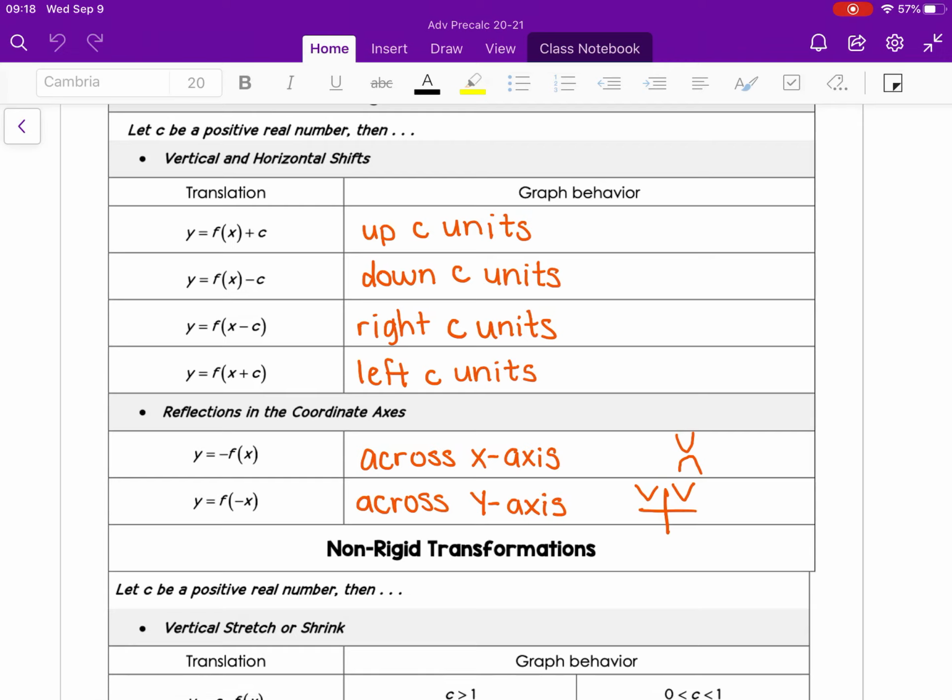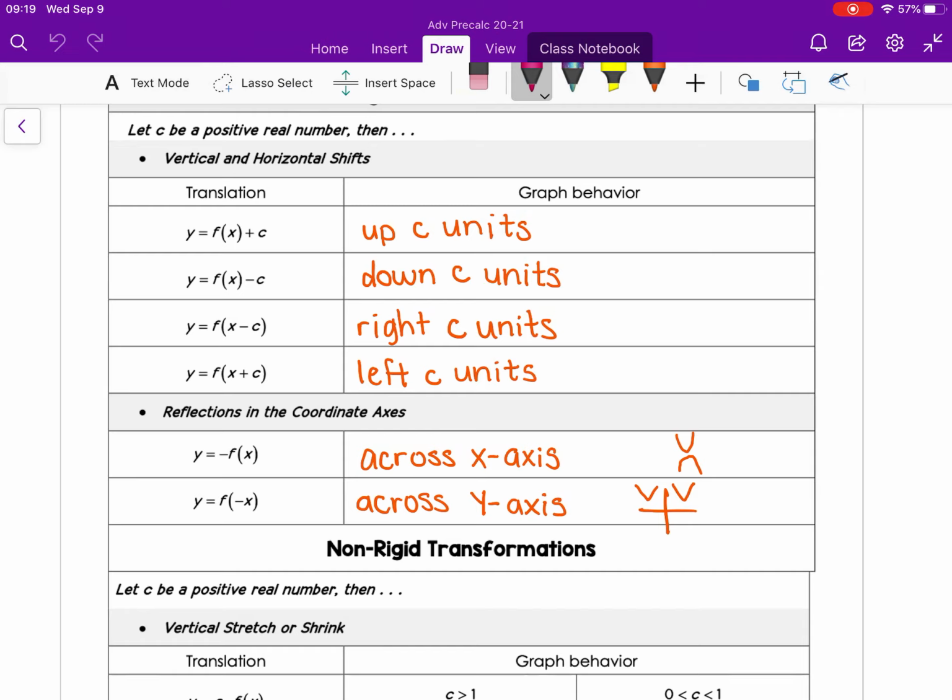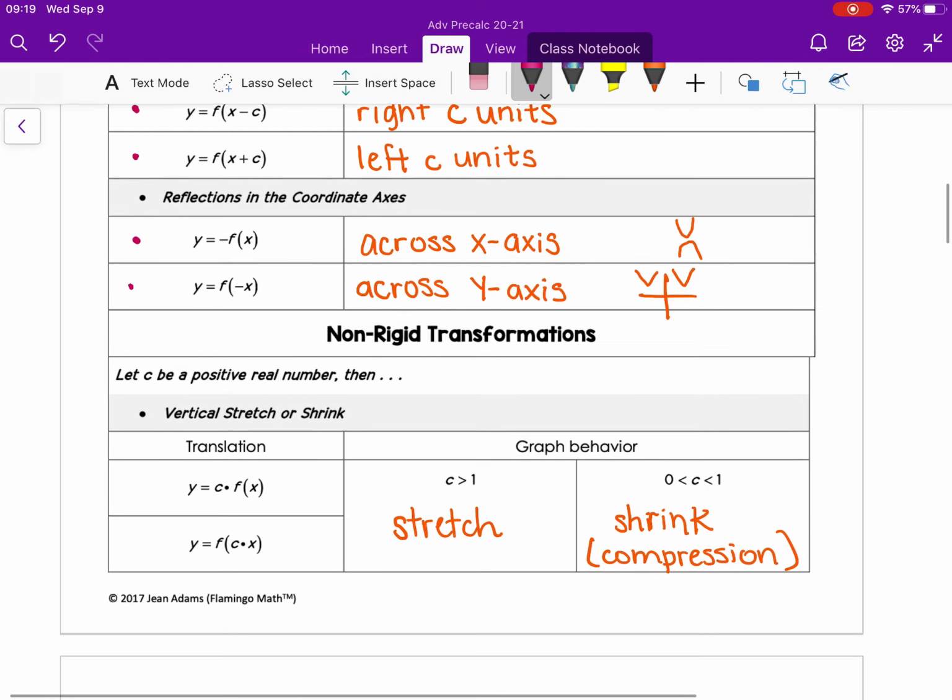Hopefully you remember these. If the plus is on the outside, like in the first one here, it means to go up. Whereas if it's minus, it means to go down. If it's on the inside and it's minus, it's right. If it's on the inside and it's plus, then it's left. Hopefully that's all review for you. Negative on the outside is across the x-axis, whereas a negative x on the inside is across the y-axis.